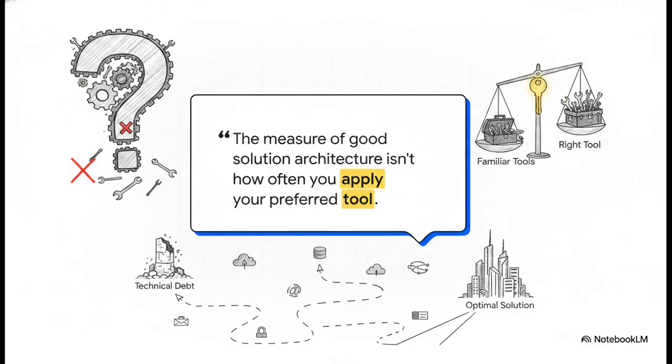I literally love this quote from the source material. The measure of good solution architecture isn't how often you apply your preferred tool, it's how clearly you know when not to. It just perfectly frames our entire discussion today. True architectural mastery is knowing exactly when to say no to your favorite tools. Stakeholders often push for the tools they know, developers push for the platforms they enjoy using, but as the architect, your job is to protect the long-term health of the system. The best solution architects apply the right tool, not just the one they know best.